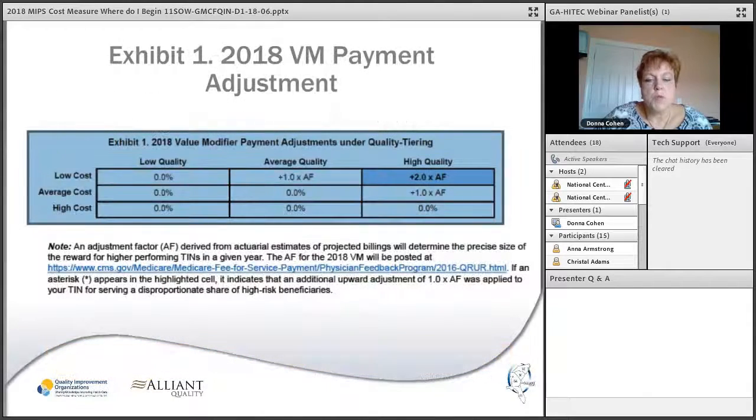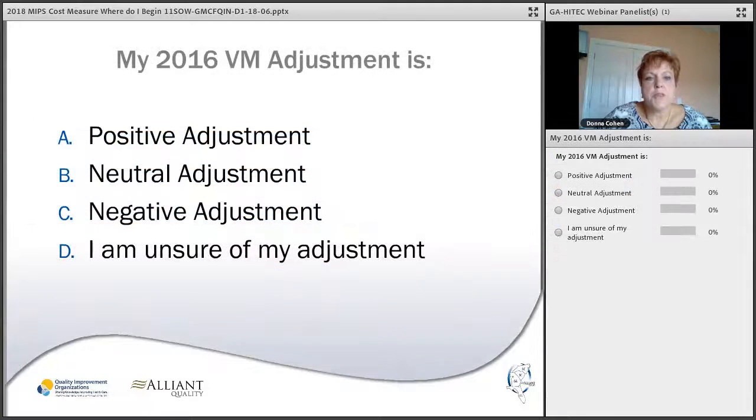So Exhibit 1 is really just a breakdown of that grid that we saw earlier, and this tells you in the highlighted area here that this particular TIN has high quality and low cost, and they will receive a 2+ adjustment times the adjustment factor. So the 2016 value modifier adjustment, and we just answered this.